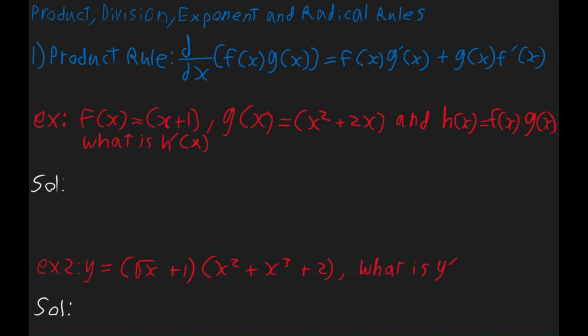We have f of x equals x plus 1. G of x equals x power 2 plus 2x. We have here h of x equals f of x multiplied by g of x. Now what he wants is the derivative of h of x. This is the only time I'm going to write it in this notation, or just two times in this way, just to be visual. But I will just write it like this in the next examples.